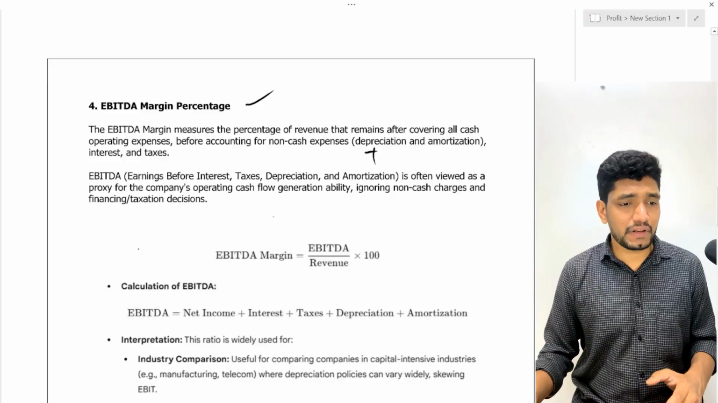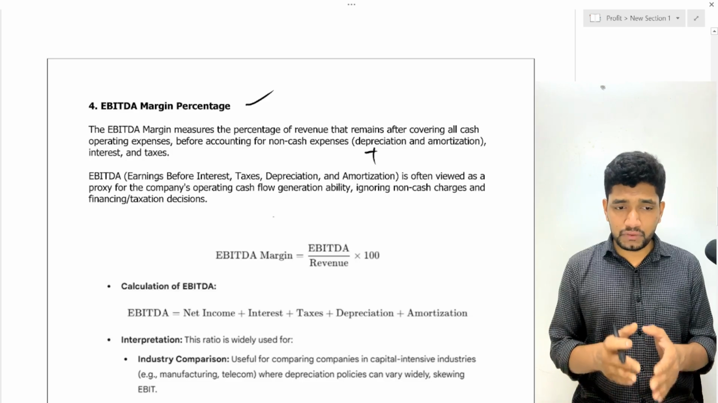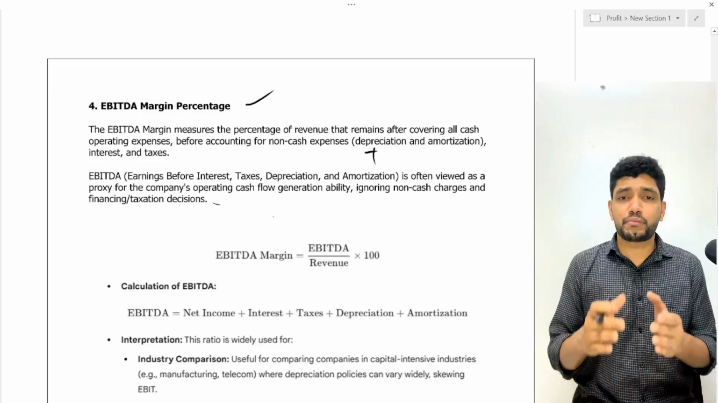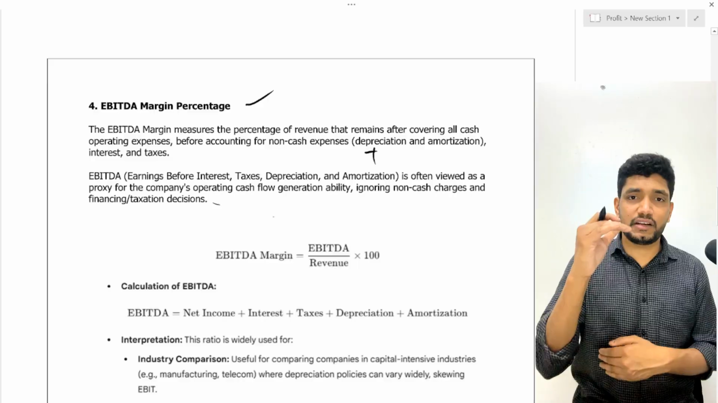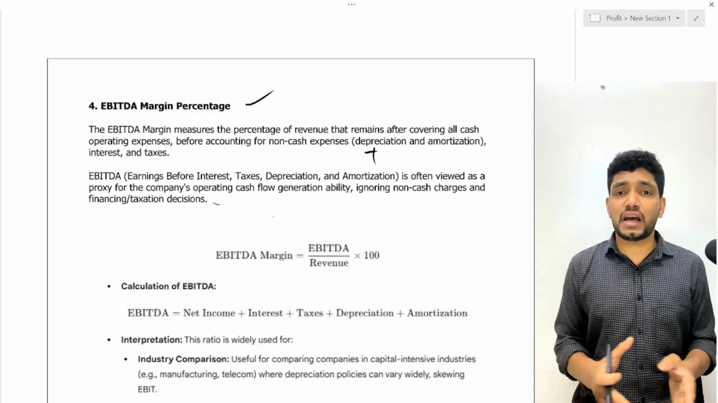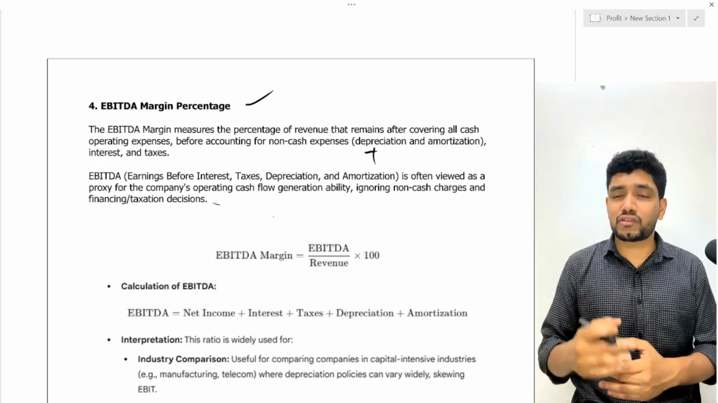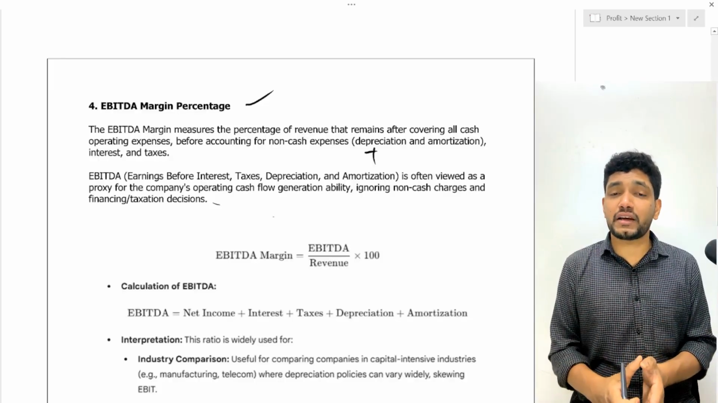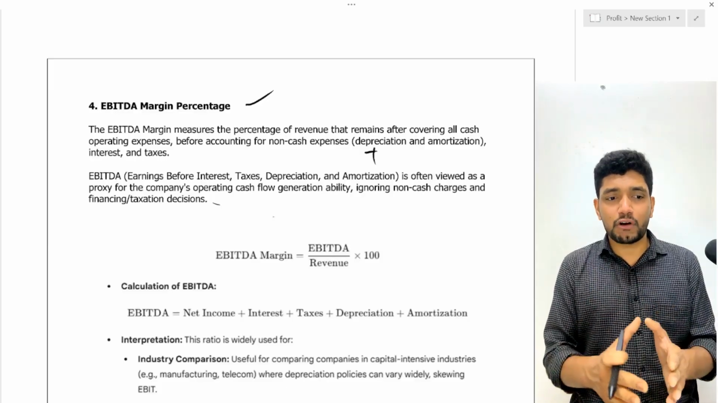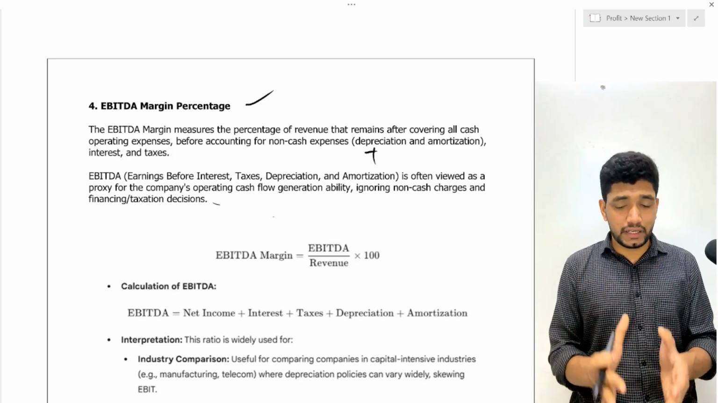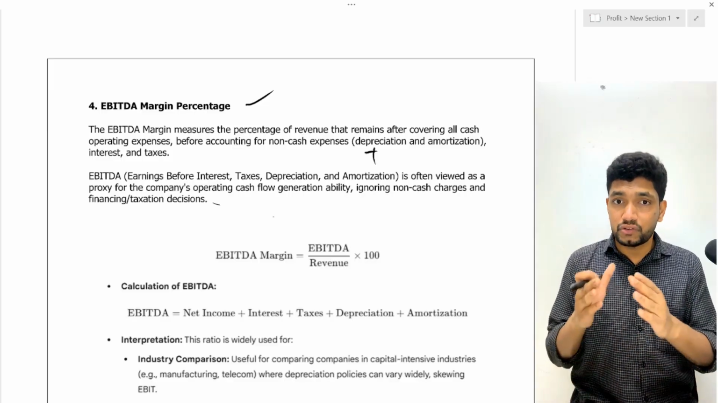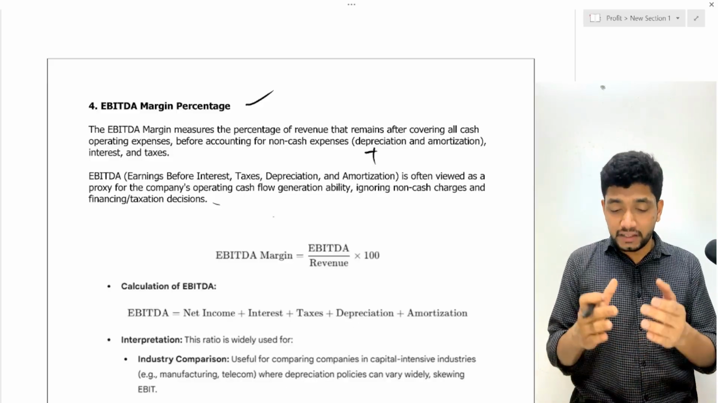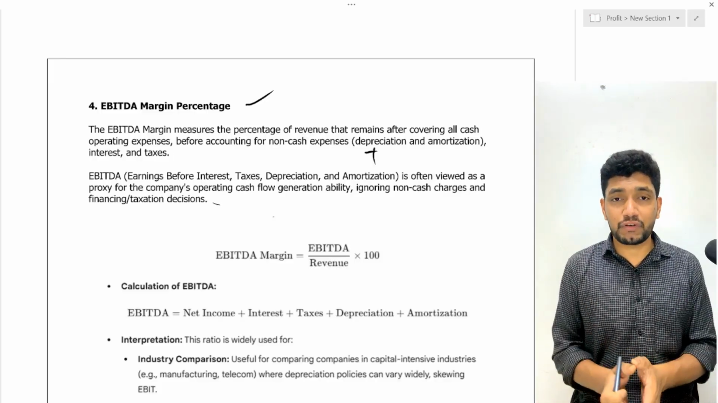Again, it's often viewed as a proxy of the company's operating cash flow, or cash generating ability, ignoring non-cash charges and financing decisions. It is purely related to the operation, how effectively the company is managing its operations. If EBITDA is better, it indicates that the company is effectively managing its operation and its operating expenses, excluding depreciation and amortization. Depreciation and amortization are not related to operational expenses or pure operational decisions. So with EBITDA, the company can evaluate the operational effectiveness, to see how effectively the operation department is handling its operation, and how effectively they are managing their cost in terms of generating revenue and more profitability.